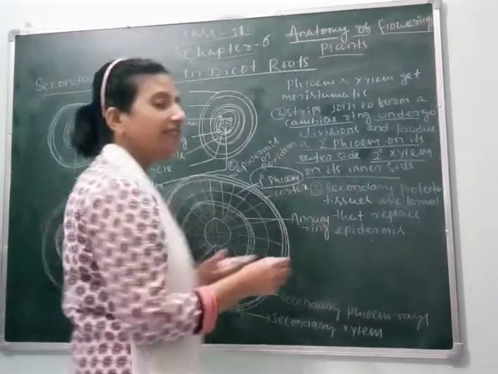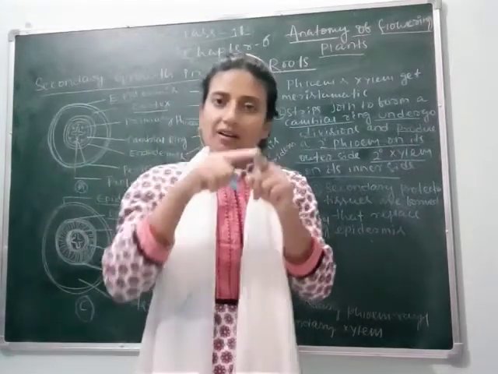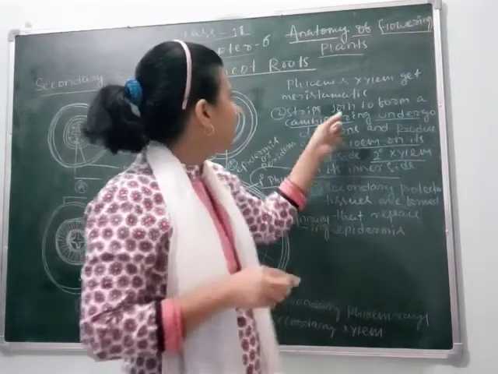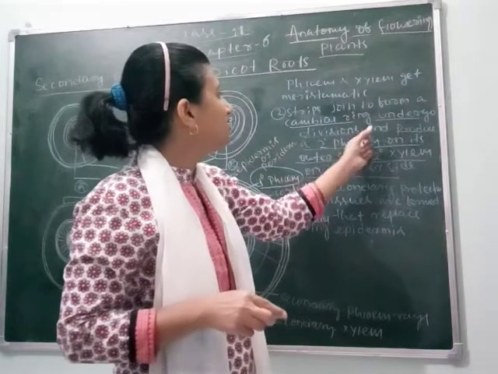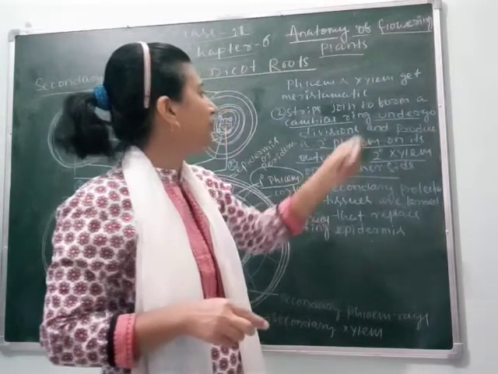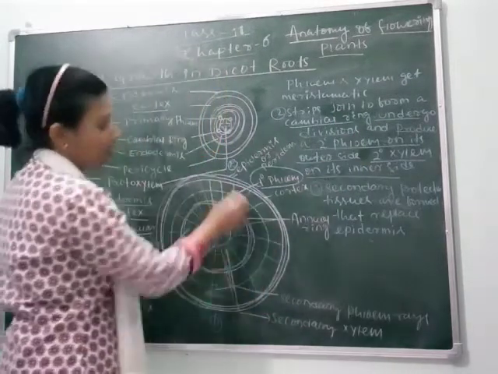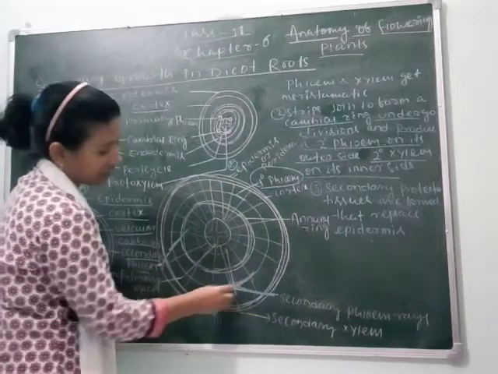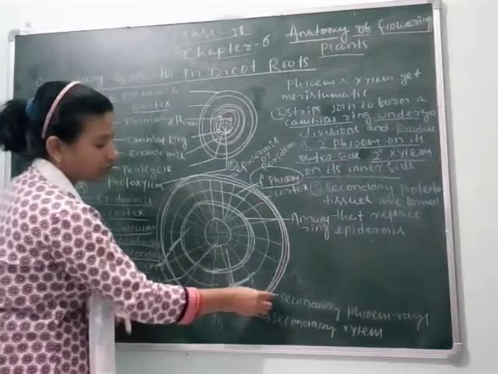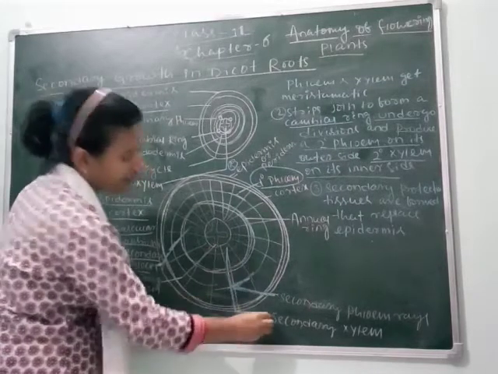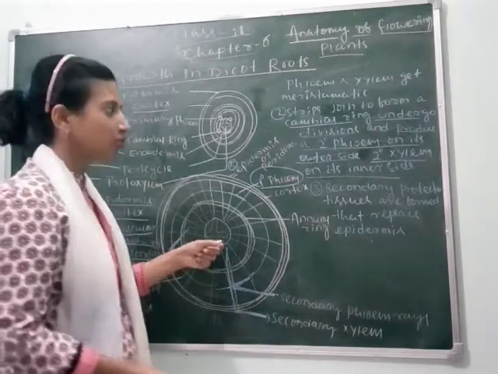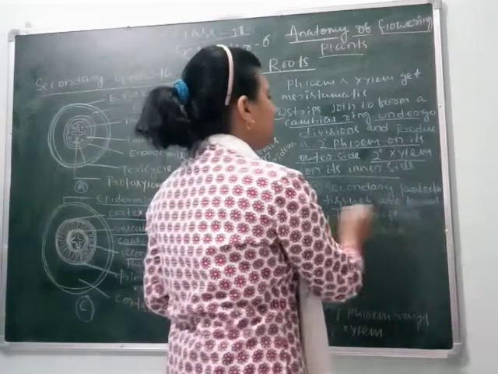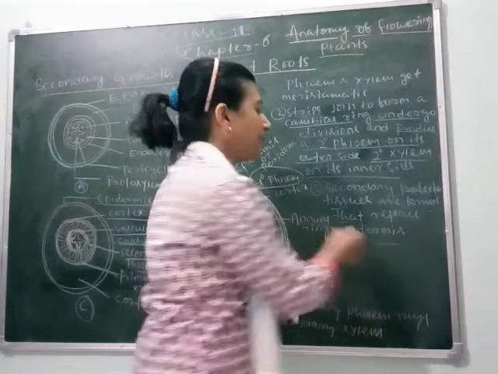Means when the vascular bundle divides after formation of the ring, then what happens here? The divisions produce secondary phloem on its outer side. Means the outer side forms secondary phloem. You can see this part is secondary phloem towards the outside and this is secondary xylem towards the inside. Clear, students?